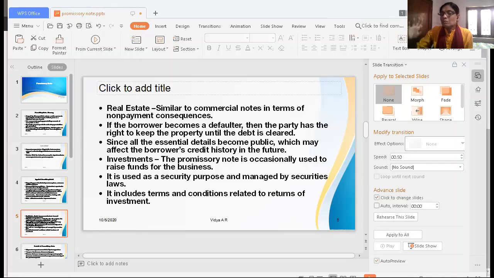When you are taking some kind of a loan from a bank and a particular time period is given for you to repay, every month you are paying the money. If you are making a default repeatedly, that will definitely affect your credit score.